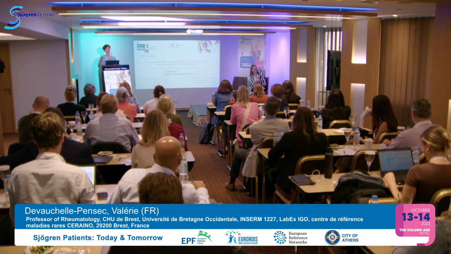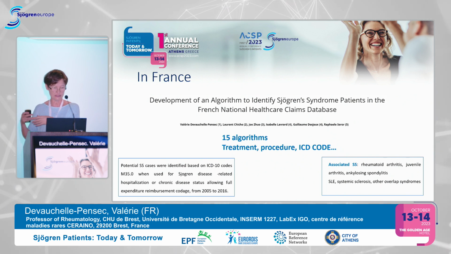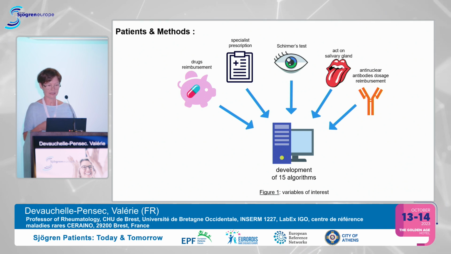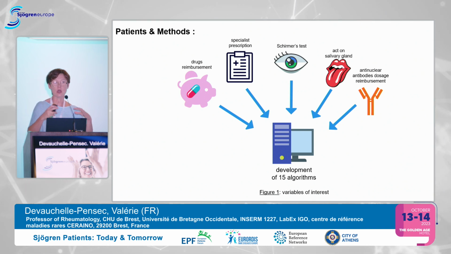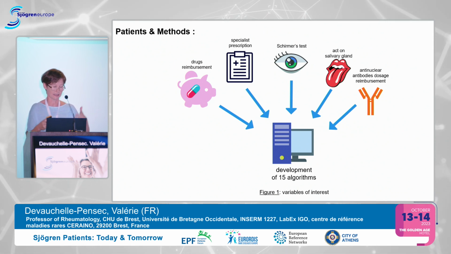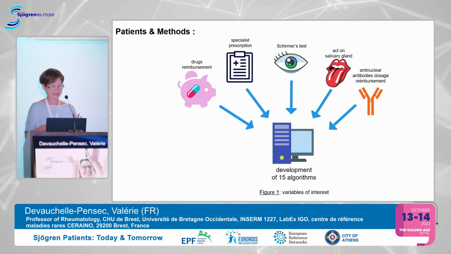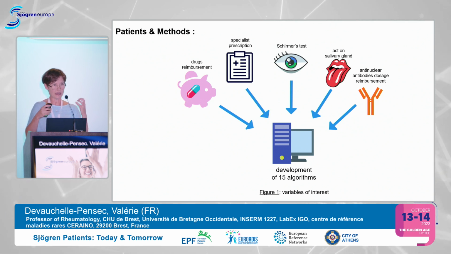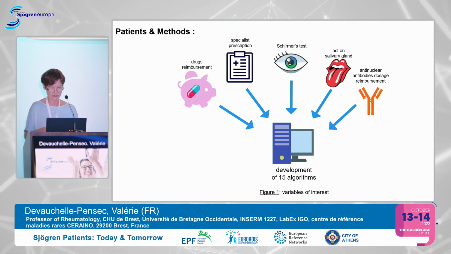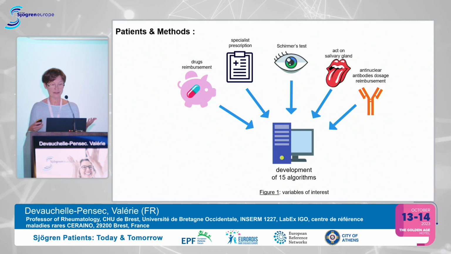So we looked at what happens with Sjögren disease and rheumatoid arthritis and many others. We created an algorithm that was adapted to our healthcare database, so it could be different if you do that in England, in Korea, or I don't know where. We tested the algorithms, and we found one that corresponds to the Sjögren patients in France. Then we applied it, and we looked at the data we had.